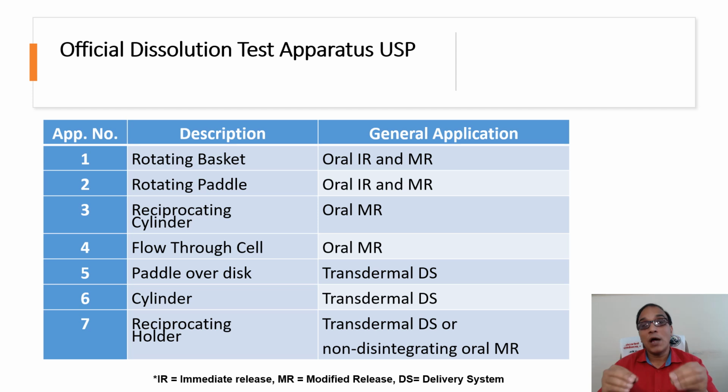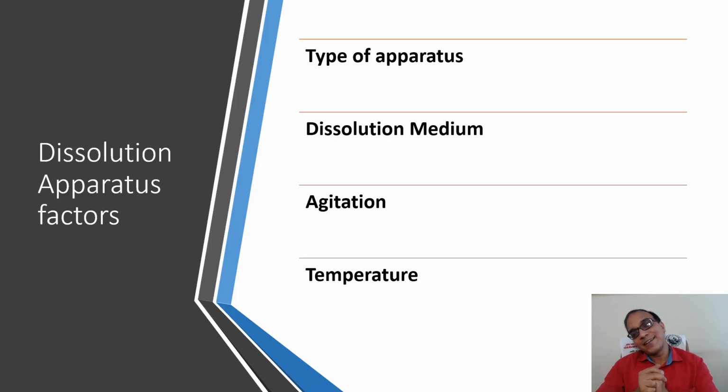Due to limitations of time and topics to be covered, in the interest of time, I'm skipping the diagram of each and every type of these dissolution apparatus. What you have to do is go to the USP or the internet, search all the types of USP dissolution apparatus, and try to redraw them and learn them. Dissolution apparatus factors: what are the factors which govern the release? Type of apparatus, dissolution medium, agitation, and temperature. These are the four major factors.